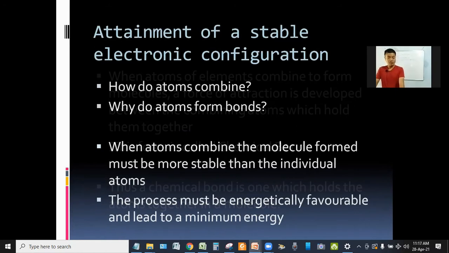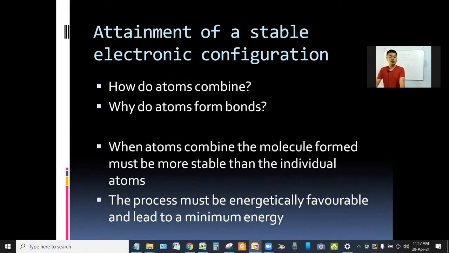Okay, now let's see the attainment of a stable electronic configuration. Before we go into that, let us ask ourselves these questions. First, how do atoms combine? Next, why do atoms form bonds? When atoms combine, the molecule formed must be more stable than the individual atoms. From this, we know that atoms alone, individually, are not stable. That is why they need partners so that they can be stable.